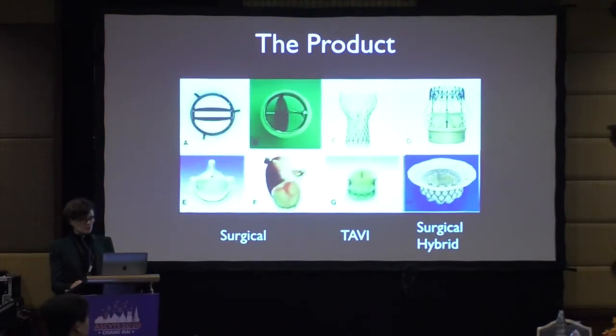So this is the product. You can see on one side of the screen I've got images of surgical valves. We've got a bi-leaflet mechanical valve, a single leaflet tilting disc, a stented bioprosthesis, and a valve conduit. Then we've got the TAVI, the CoreValve, and the Edwards. And we have the surgical hybrid valves. So there's a Perceval, which is a sutureless aortic valve, and the bottom is the Intrepid, which looks a little bit like a spaceship, which is a transcatheter mitral valve.